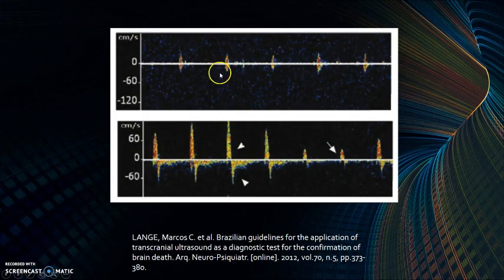Here's another patient who had brain death, and you can just see these little tiny sharp systolic spikes and no other flow. Here you can see some sharp systolic spikes with some reversal of flow.